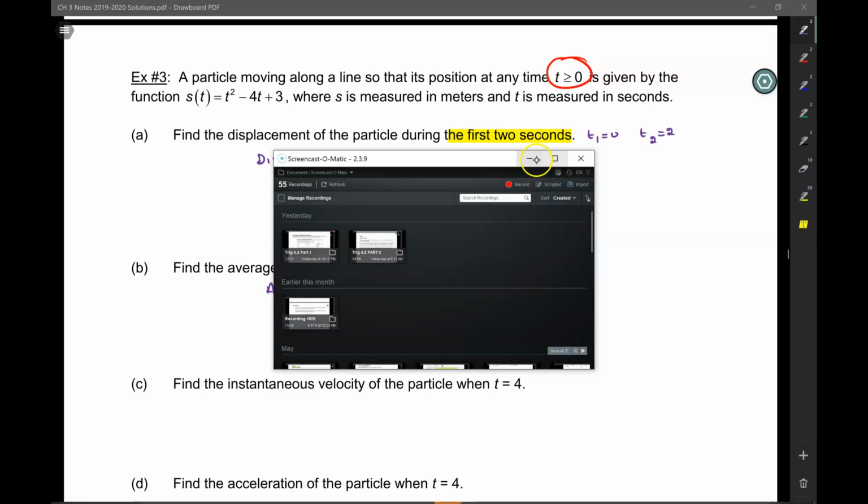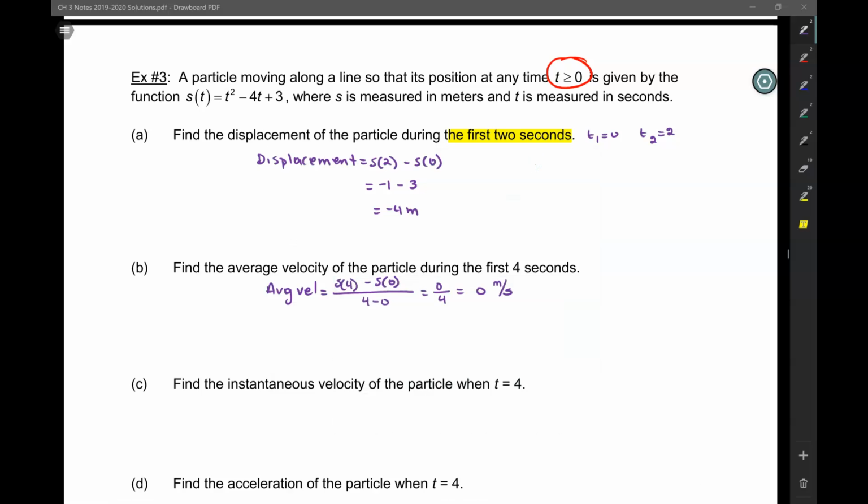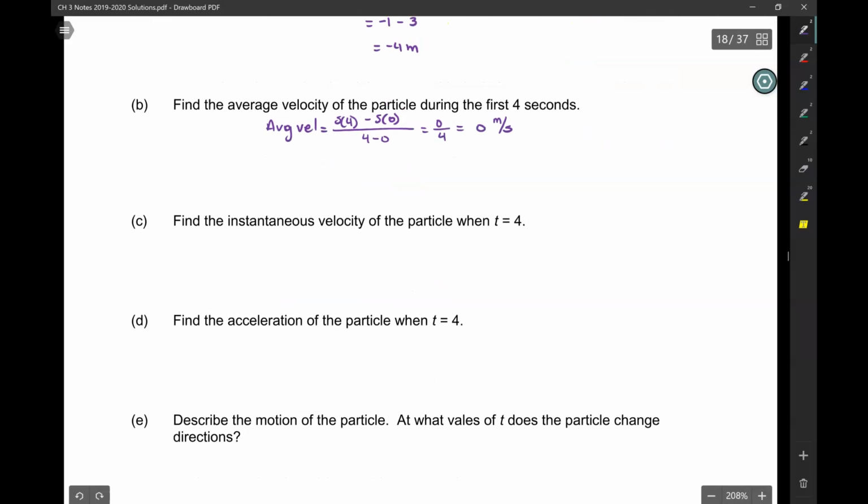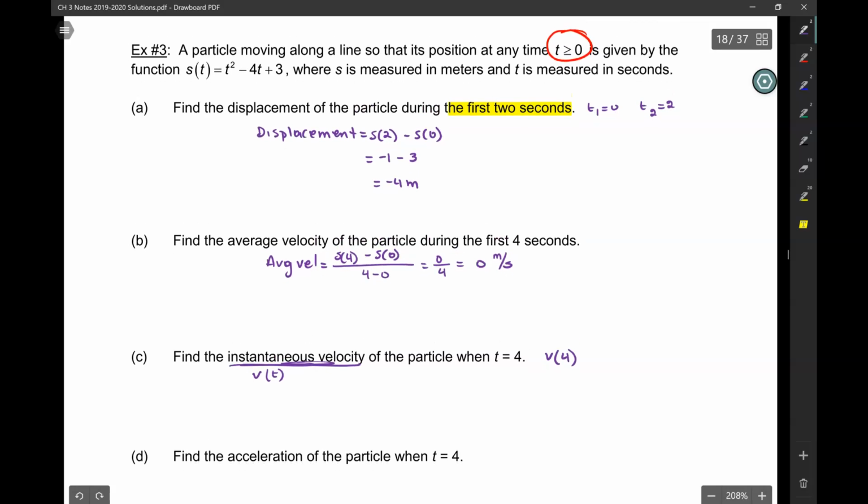Find the instantaneous velocity. When you hear the words instantaneous velocity, derivative. All right? So, V prime, we need V of t. Okay, instantaneous velocity when t equals 4 technically is asking us for V of 4. So first I want us to find V of t. So we're just going to take the derivative of S of t. So V of t is S prime of t.